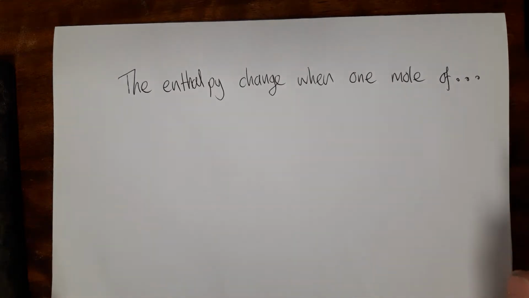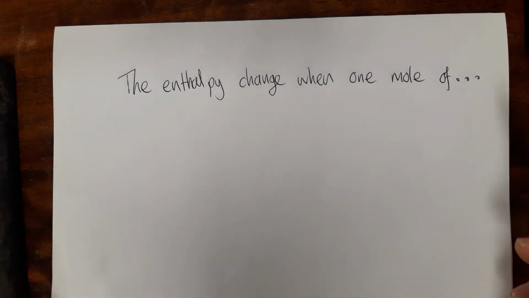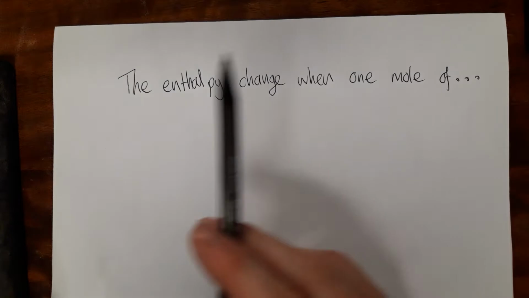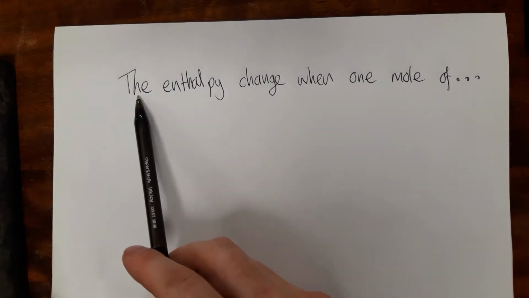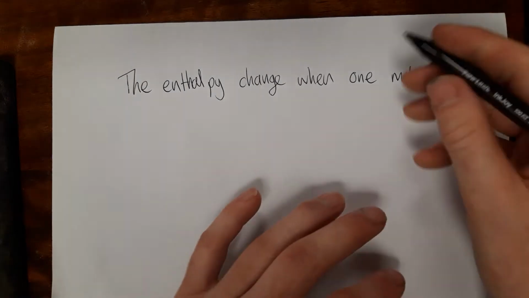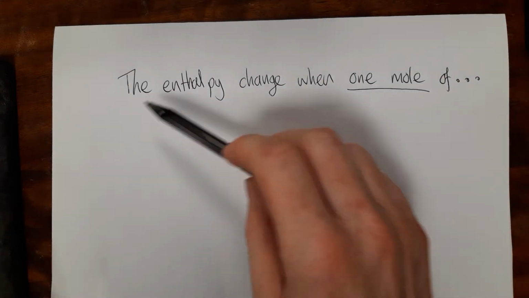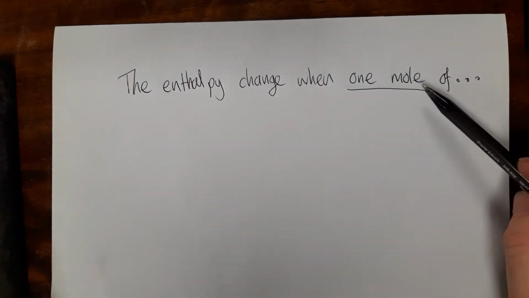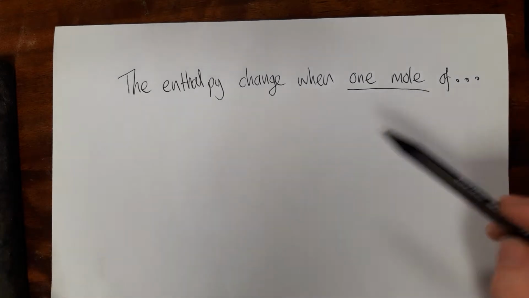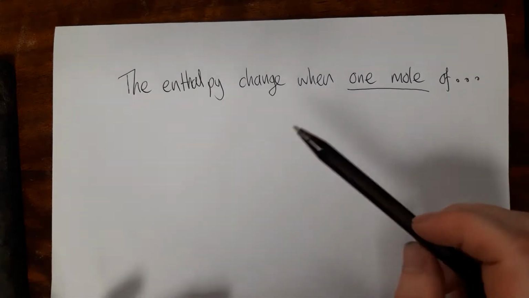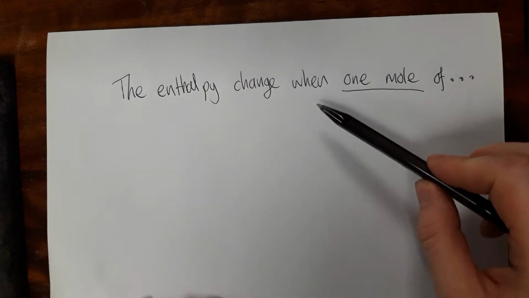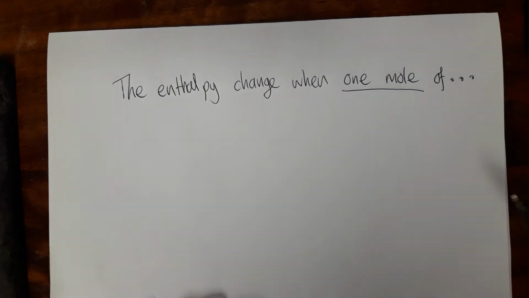So the first thing to realise is that all of these definitions start with the same sentence starter, which is the enthalpy change when 1 mole of. So all of these enthalpy changes are defined per mole because they're going to be in kilojoules per mole. So that's why they start off with the enthalpy change when 1 mole of.